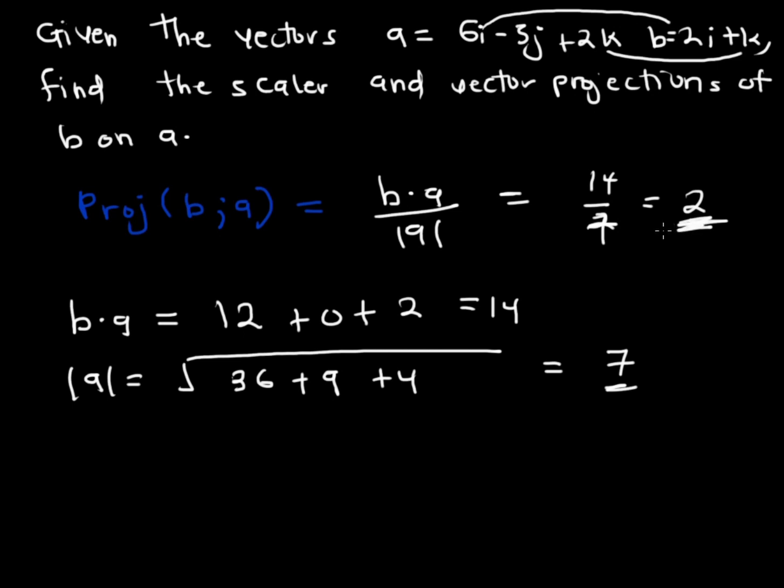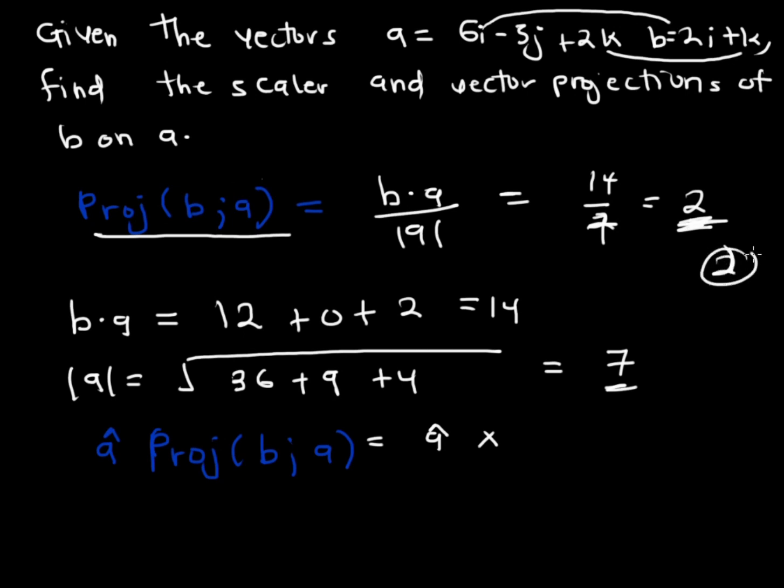Now let's find the vector projection of B on A. As we discussed earlier, the vector projection of B on A has its magnitude to be the scalar projection, right? So now the vector projection of B on A is given by the unit vector of A multiplying the projection of B on A, right? And the projection of B on A we obtained to be 2. So all we have to find is the unit vector of A and multiply it with 2.